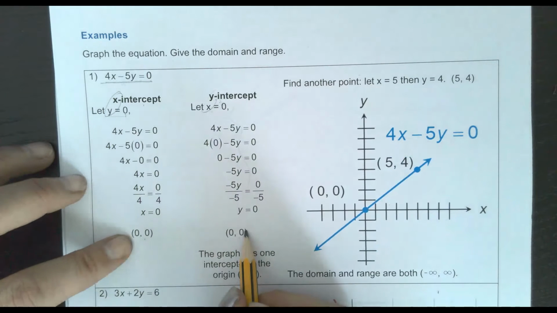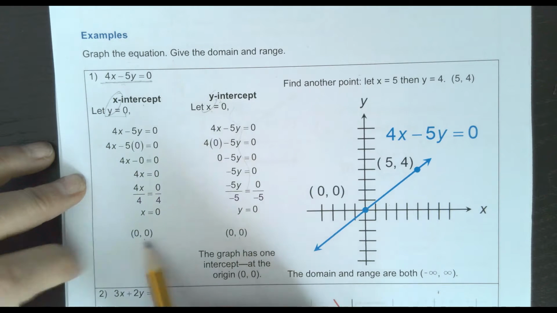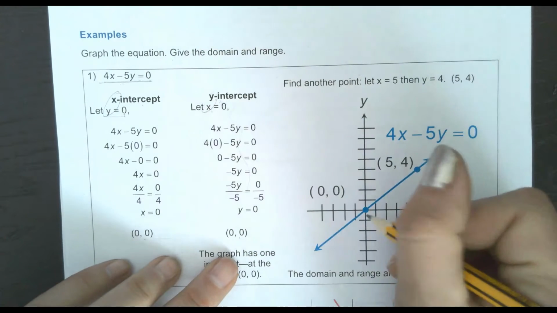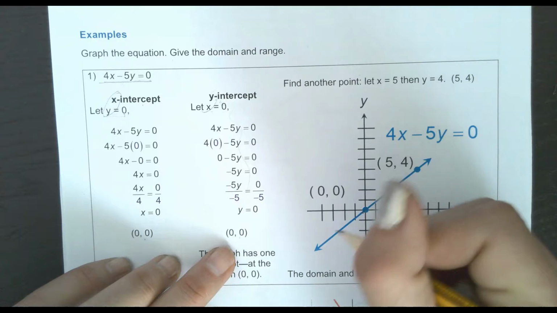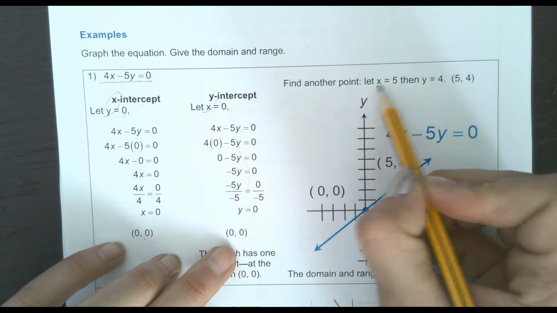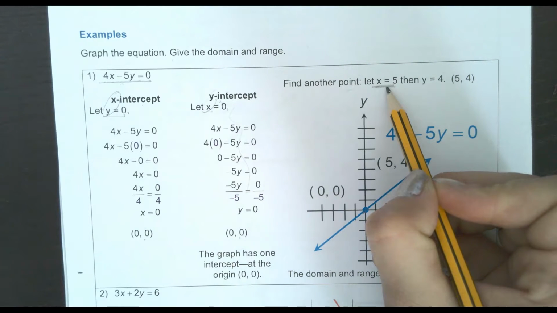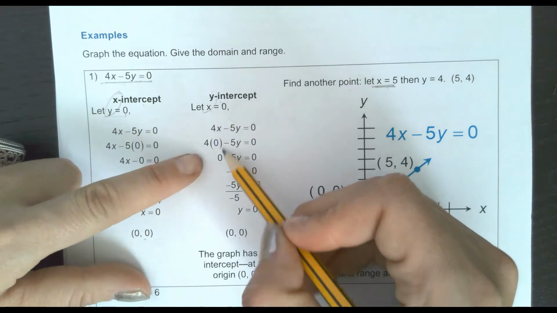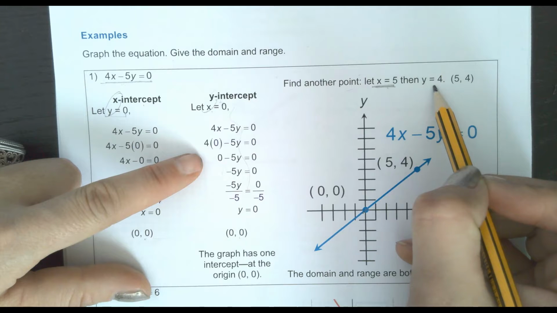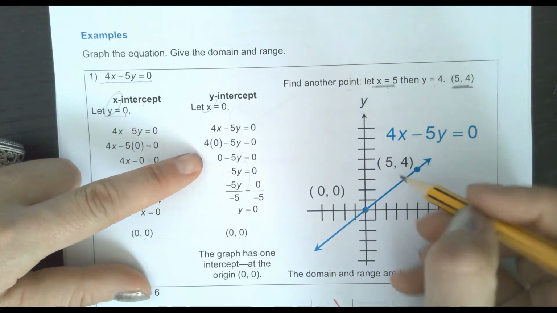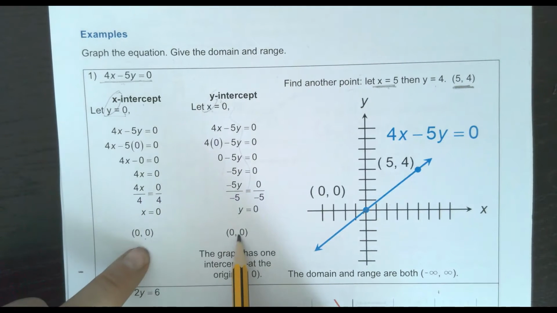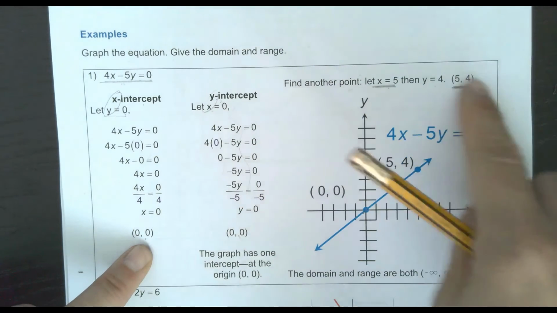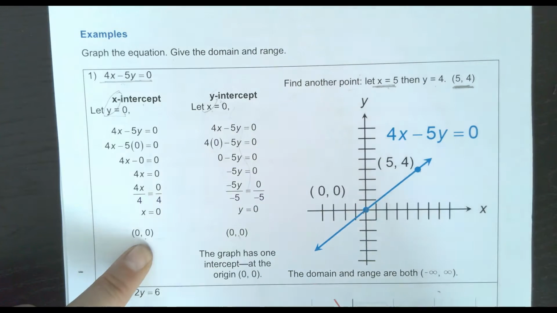And because I only got 1 point, I can't use it. I have to find another point, because I can't graph a line using 1 point. So what I'm just going to do is pick any number, doesn't matter. I said let x equals 5. I put in the 5 for x, I solved it and I got 4, so I got another point. So if you ever end up having the same point, like 0, 0, because it goes through the origin, just choose another one and then graph it.